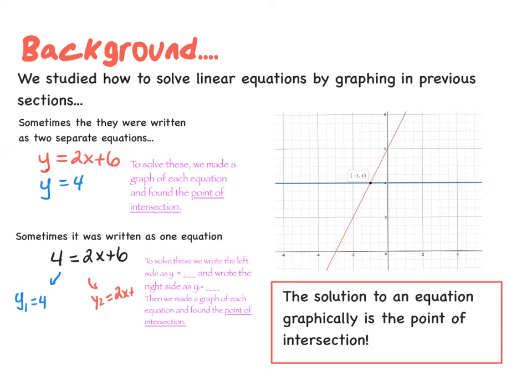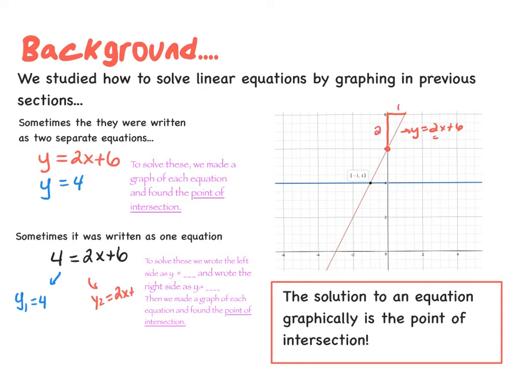So the first way we'd see these problems is written as two separate equations, y equals this and y equals that. So what we did to solve those was we made a graph. So I have them already graphed for us here. The red one, this is y equals 2x plus 6. We can recognize the y-intercept of 6 and the rise over the run, 2 over 1, gave us that slope of 2.